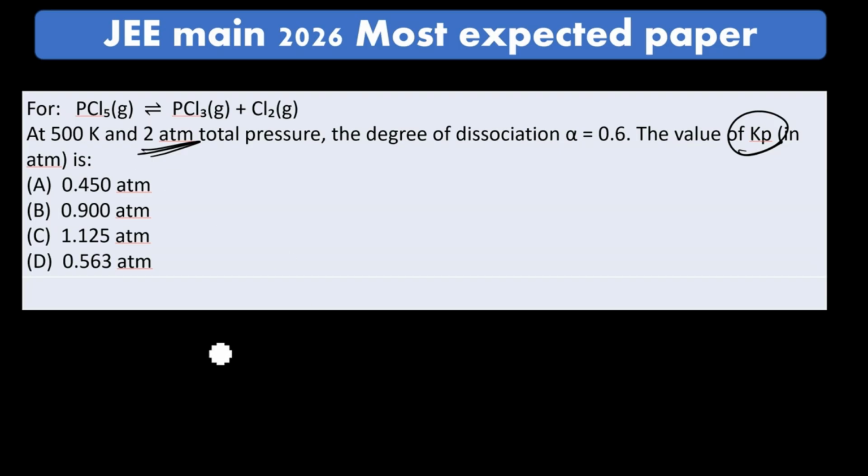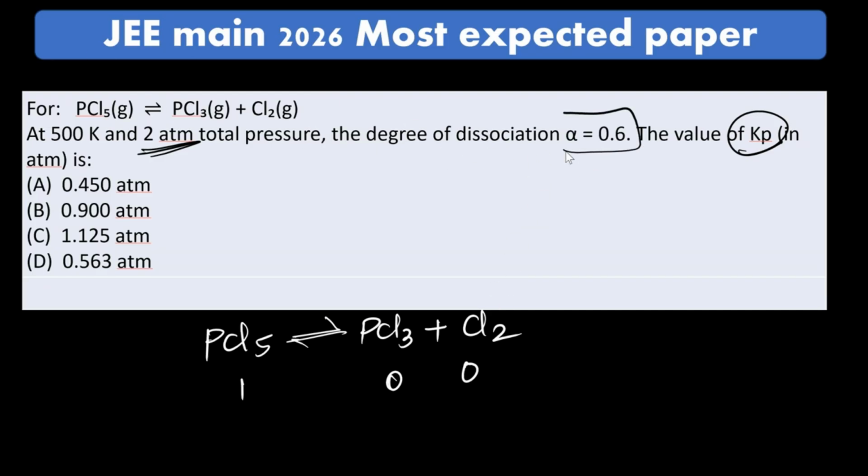Let's draw the ICE table. Let's take PCl5 gives PCl3 plus Cl2. Let's take the initial moles of PCl5 as 1, and this becomes 0 and 0. What they have given is the degree of dissociation alpha, that is 0.6. So the amount dissociated, that is formed, is 0.6, this is also 0.6, and PCl5 becomes 1 minus 0.6, that is 0.4. Now, they have given the total pressure, that is 2 atm.